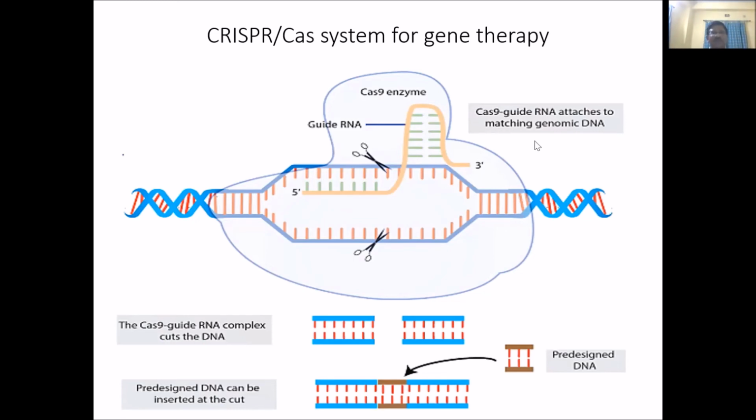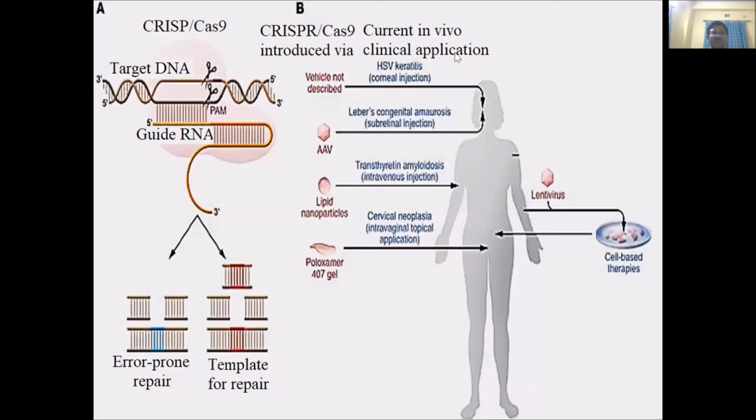This is important because this CRISPR targeted enzyme system has already been used for several diseases, say herpes simplex virus keratitis, Leber's congenital amaurosis, transthyretin amyloidosis, cervical cancer, which is a very common cancer killing millions of people throughout the world, and also ex vivo cell-based therapies.